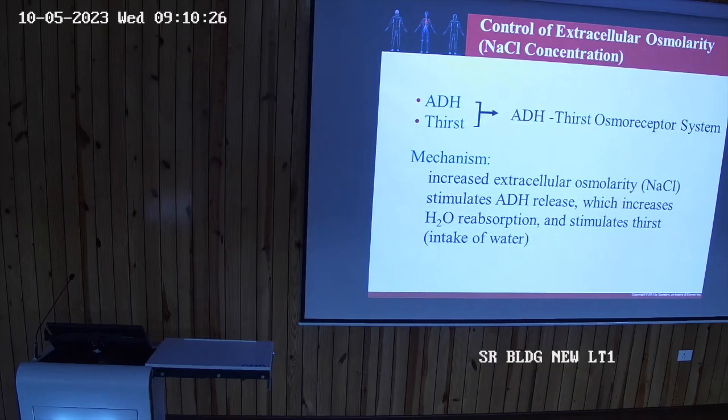Control of extracellular osmolarity. Two important things required for this are ADH and thirst. Another name for ADH is vasopressin. The thirst osmoreceptor system: to understand it, in the next slide we will look at how this mechanism works, and when it starts functioning, what the stimulating factors are.